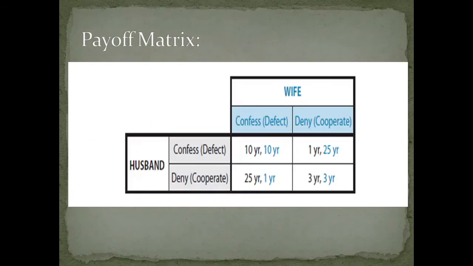Now this is a payoff matrix. The husband has two strategies: either he can confess or he can deny. The wife has two strategies at her disposal: either she can confess or she can deny.